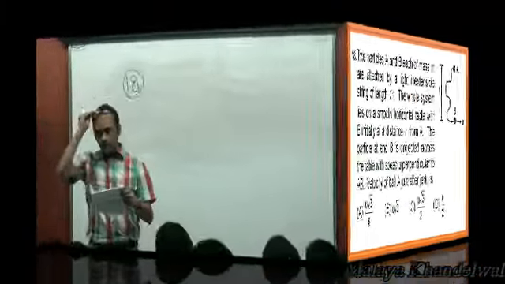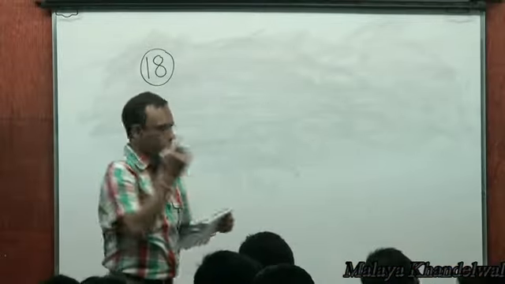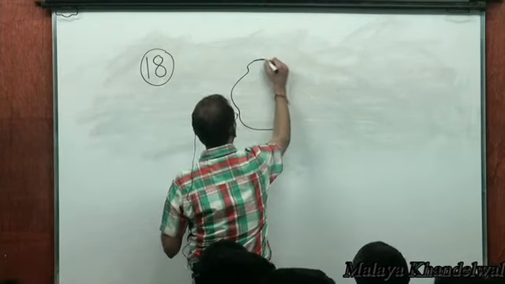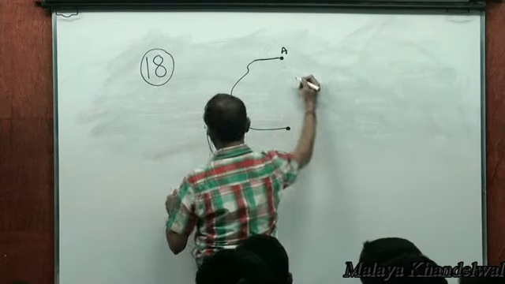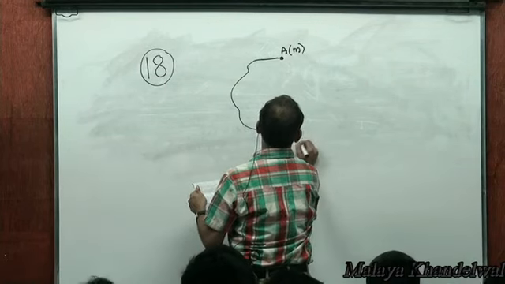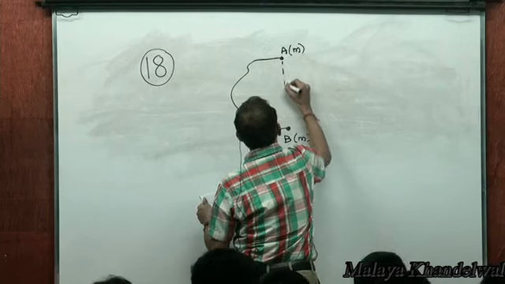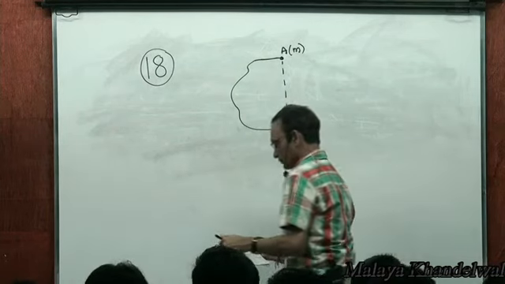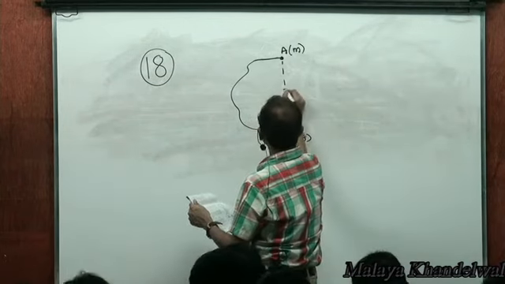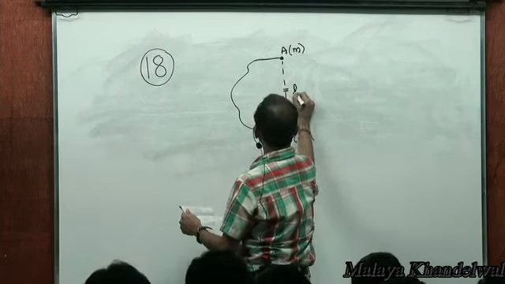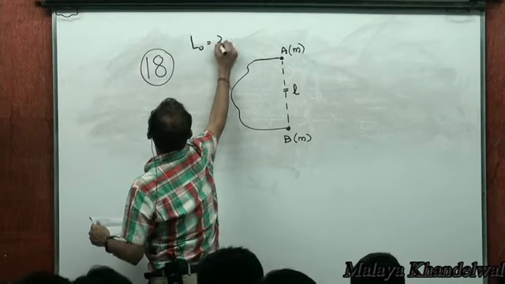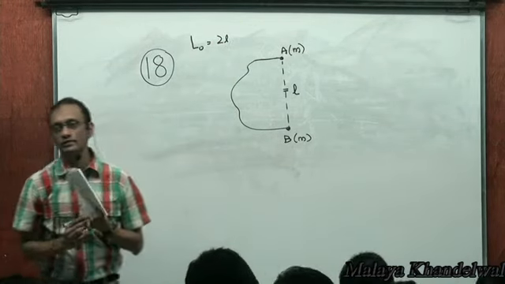All right, there is a string here on a horizontal surface, and there are two particles A and B like this. There is a particle A of mass small m, and there is a particle B of mass small m. This length is given to be L, whereas the entire length of the string, capital L naught, is 2L. Is the total length of the string 2L? Right?